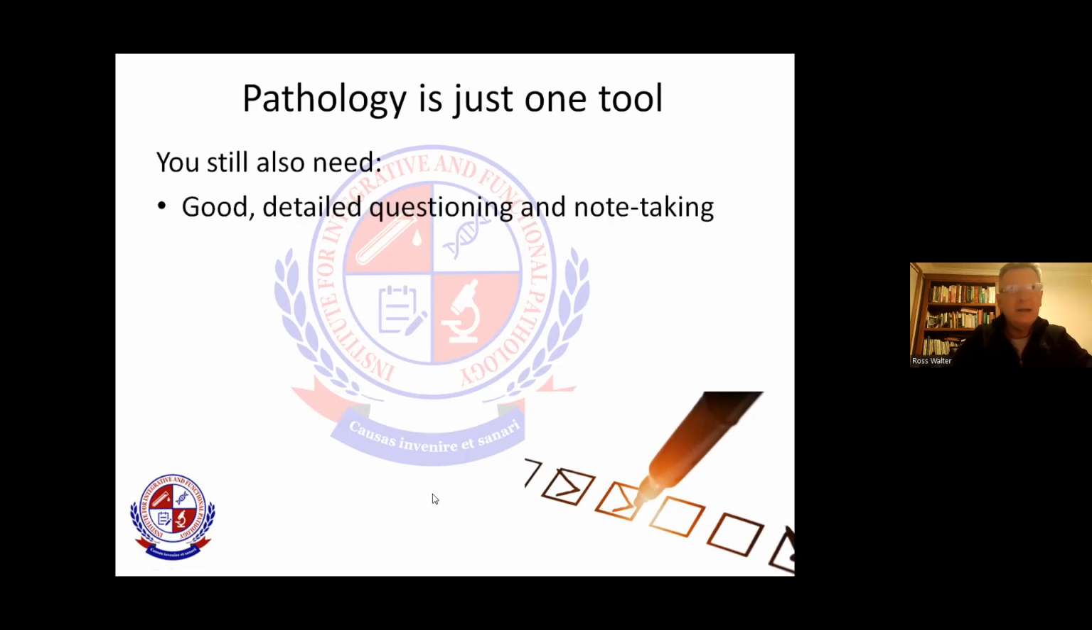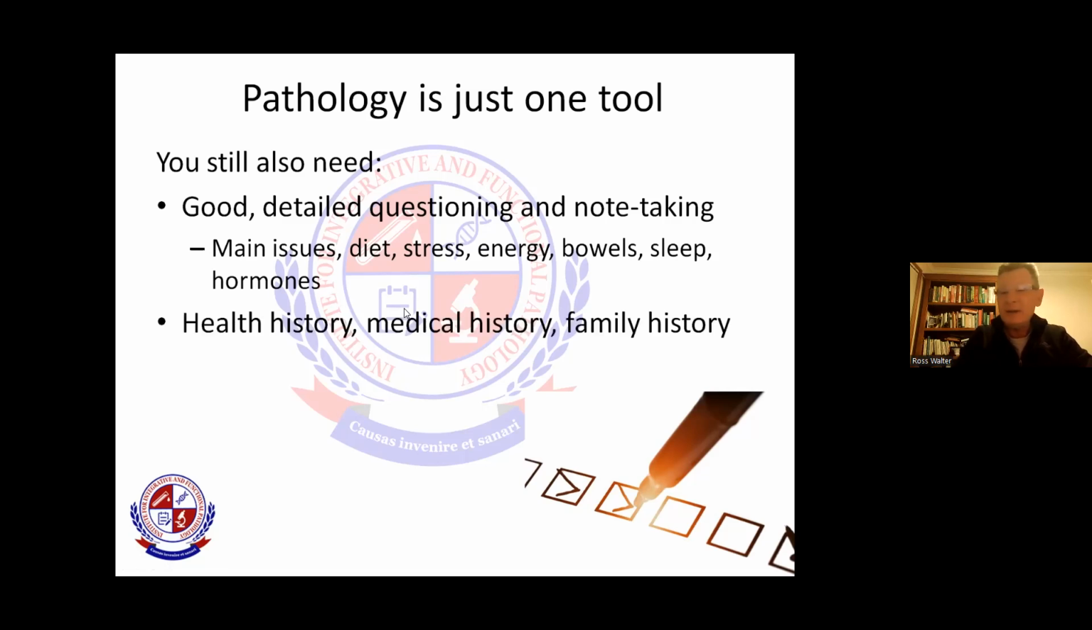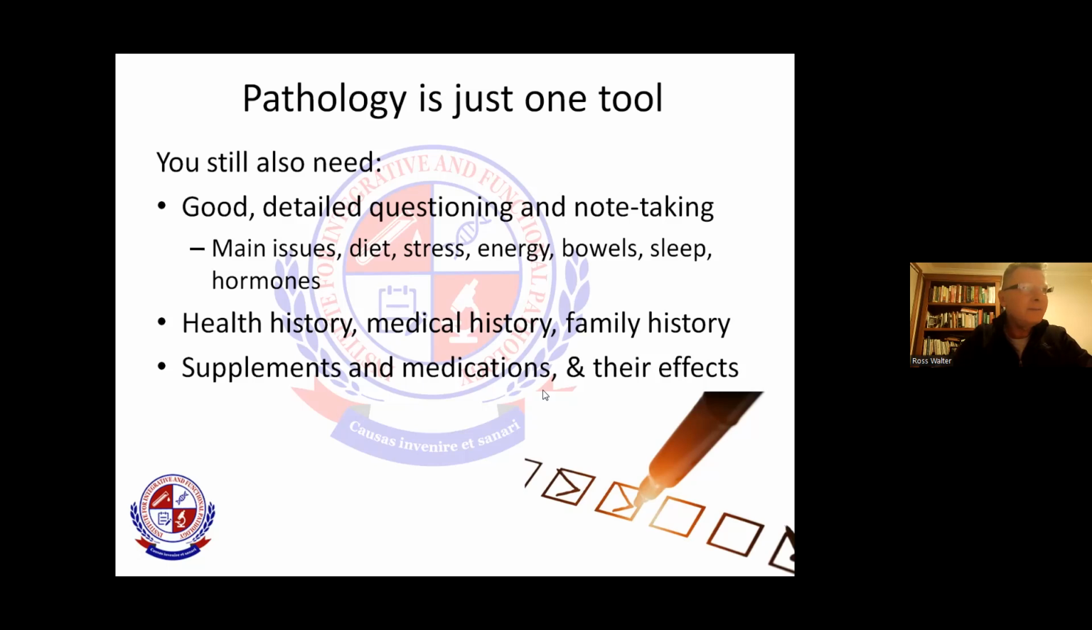So you still need really good detailed questioning, note taking in your initial and subsequent consultations. So going through their main issues of concern in a lot of detail, but also questions on their diet, their stress levels, energy levels, bowels and bowel motions, sleep questions, hormone related questions if they're female, their health history, their medical history, their family history, and the supplements that they may be taking, any medications that they may be taking, any side effects or issues with them taking those.